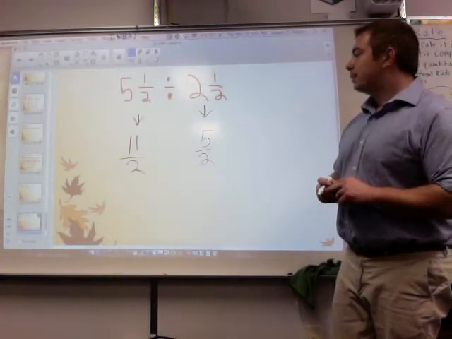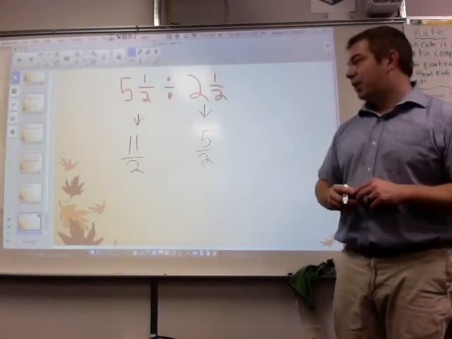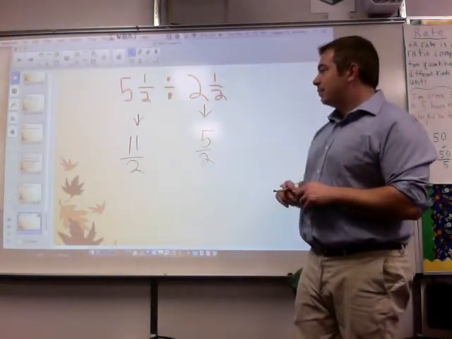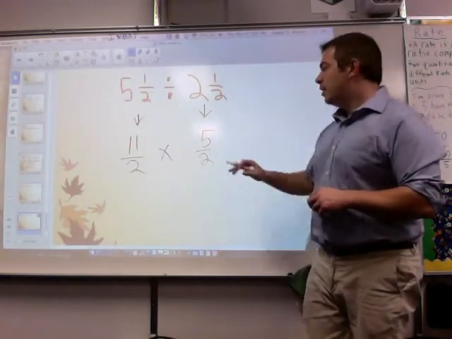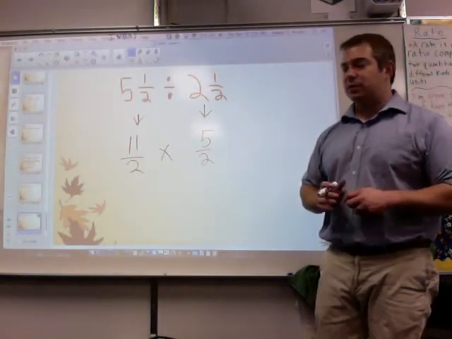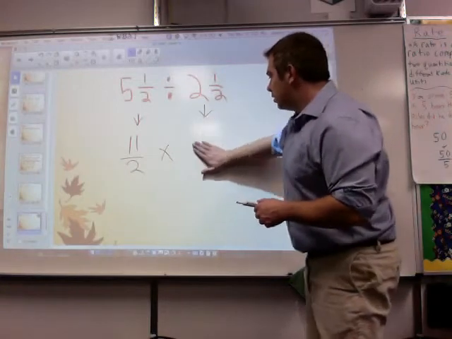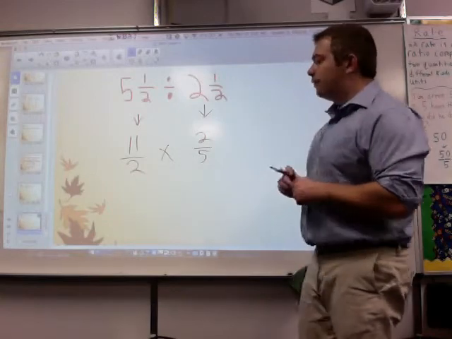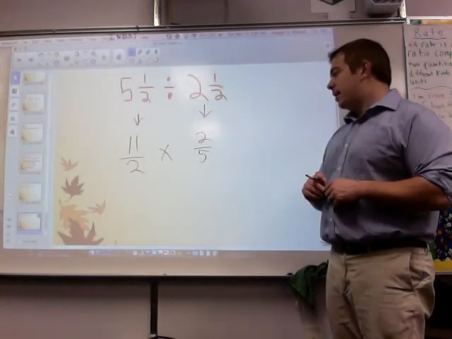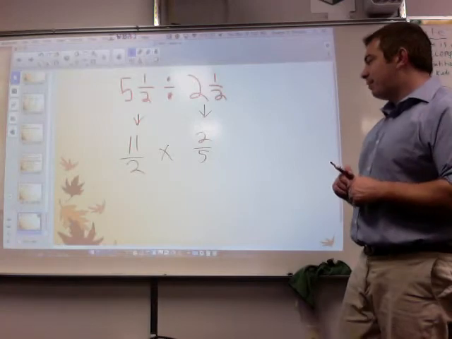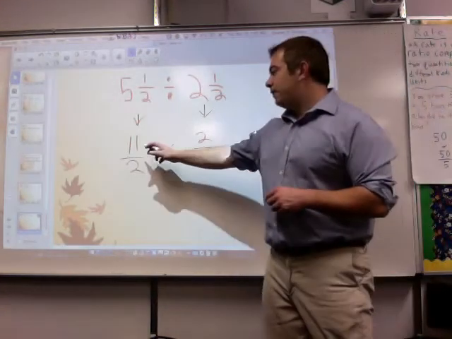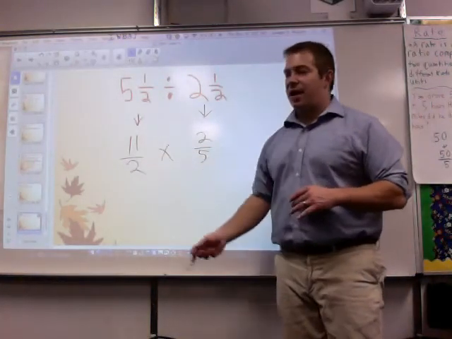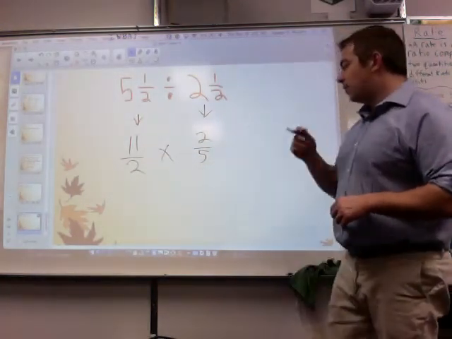Now, skip, change, flip time. I'm going to skip that, leave it alone, change my sign, which becomes multiplication. Now I have to flip those 5 halves. Okay, so this becomes 2 over 5, or 2/5. All right, now when I'm looking here, can I simplify before I multiply? 11 and 5 do not have any common factors. 11 and 2 don't have any common factors, well, besides 1. And 2 and 5 don't, but I believe 2 and 2 have a common factor.